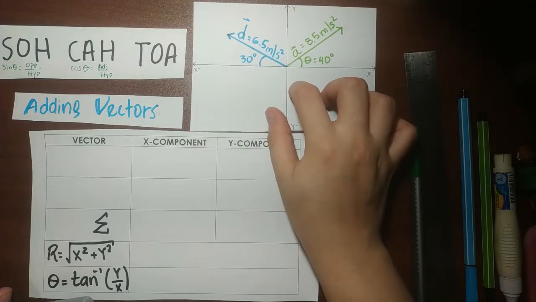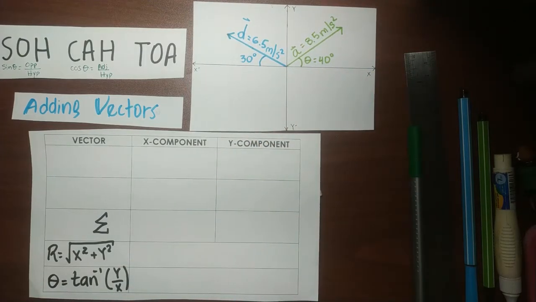Now, if I say, guys, let's add these two vectors, you might probably be thinking that it's very easy, just to add 6.5 plus 8.5. But let me tell you a bad story. It isn't. But the good story is that we have SOHCAHTOA to help us add these vectors.